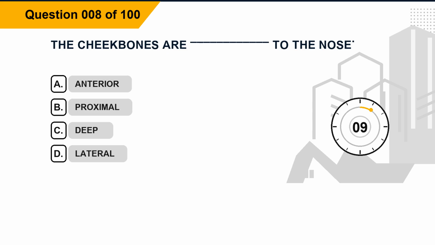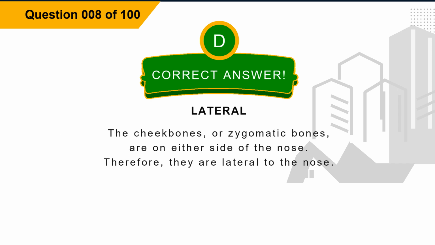Question 8. The cheekbones are blank to the nose. Option A, anterior. Option B, proximal. Option C, deep. Option D, lateral. The correct answer is option D, lateral. Explanation. The cheekbones, or zygomatic bones, are on either side of the nose. Therefore, they are lateral to the nose.